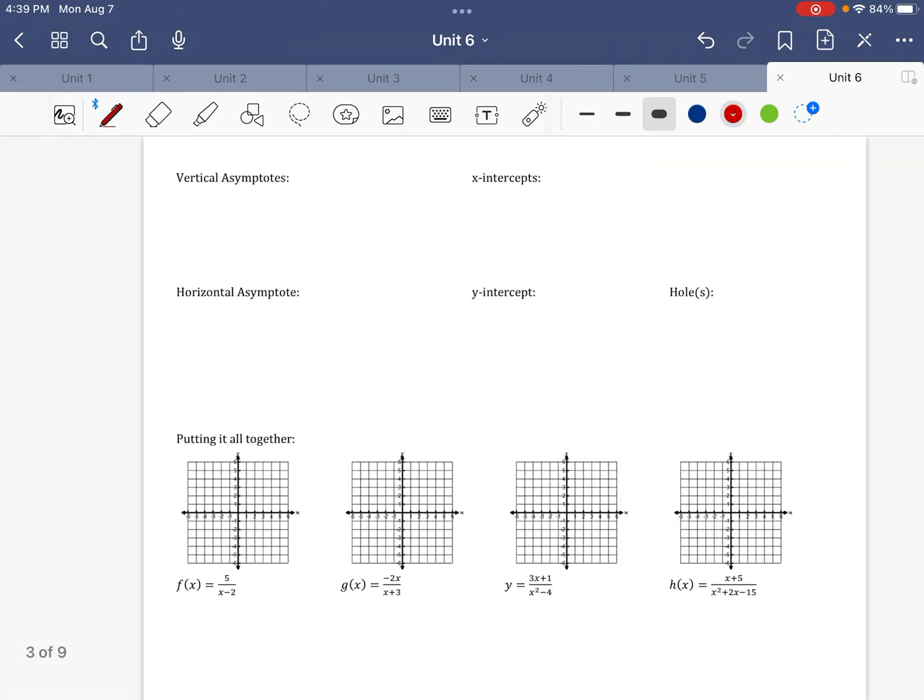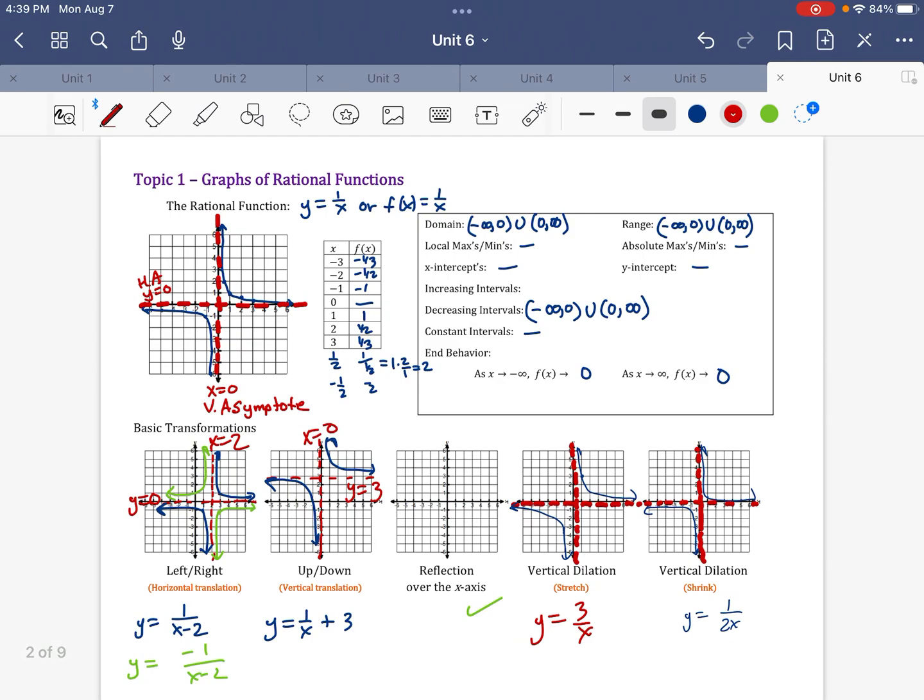So usually you will not see your problems written like this, right? If you wanted to have a horizontal motion and a vertical motion together, then you could have y equals, let's say, 1 over x plus 3, and then minus 2. So then you would know that this graph has been moved to the left 3 and then down 2.